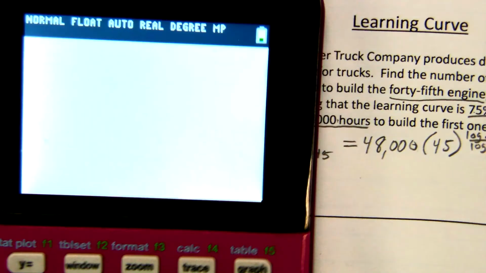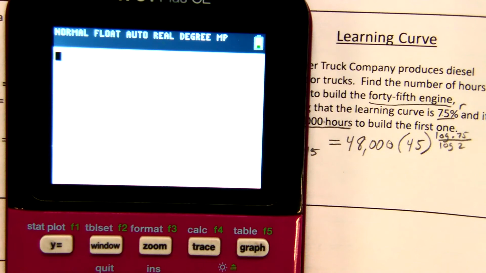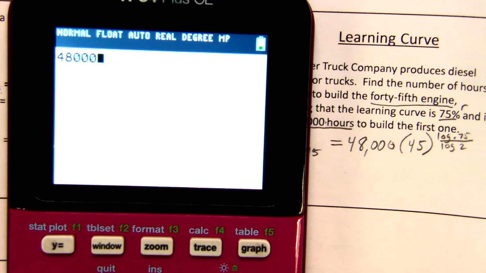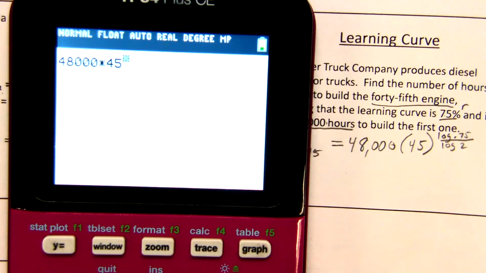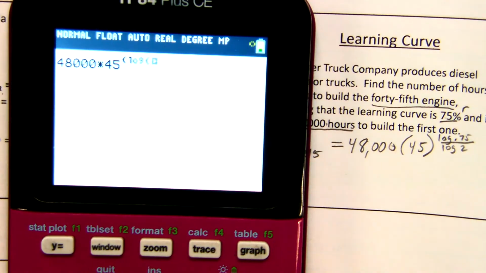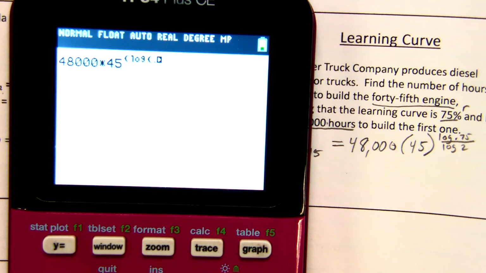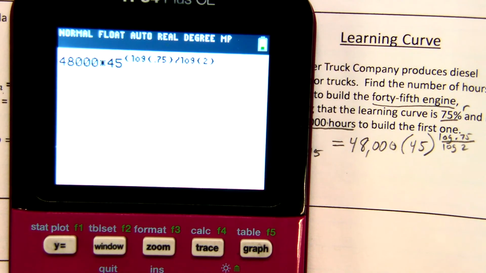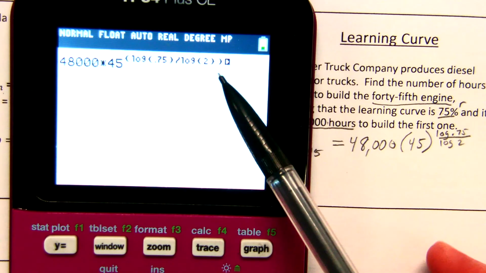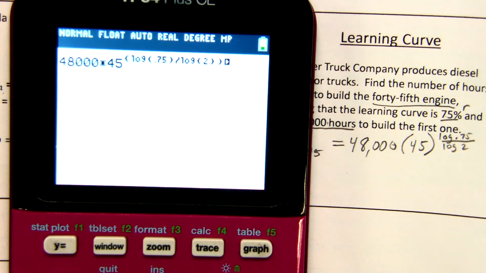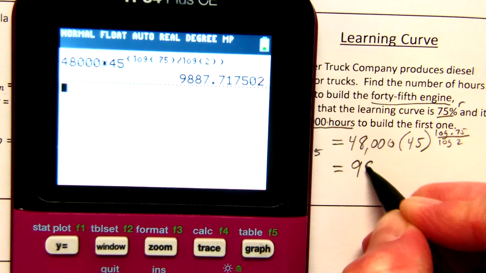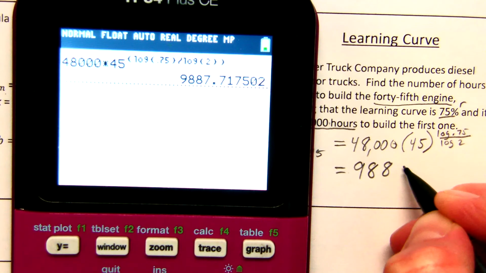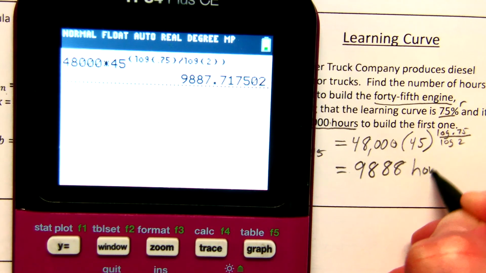So you're going to do 48,000 times 45. And then when you go to do your power, I would do parentheses, log of 0.75 divided by log of 2. You got to make sure you close all of those parentheses down. And then you find out that the 45th one is only going to take 9,800, and if we round it off, about 88 hours. You just round that up to the nearest hour.